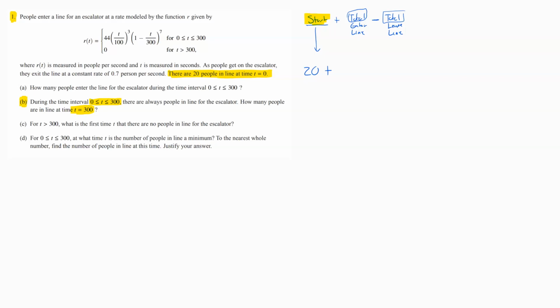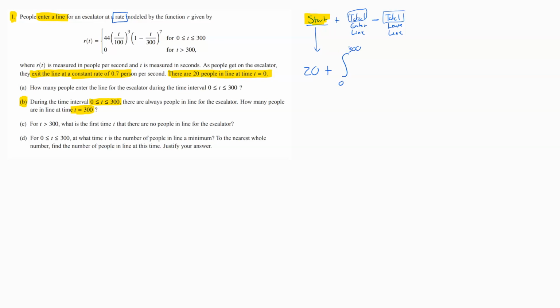So we only have equations for the rate at which these things are happening. We've got a formula here for the rate of people that are entering this line. And then down below here, they're telling us how many people are exiting at a rate of 0.7. So we need to total those amounts up, and that's where a definite integral comes in. A definite integral is an accumulation tool. So we want to find the total amount from 0 to 300, the total amount that enter the line.